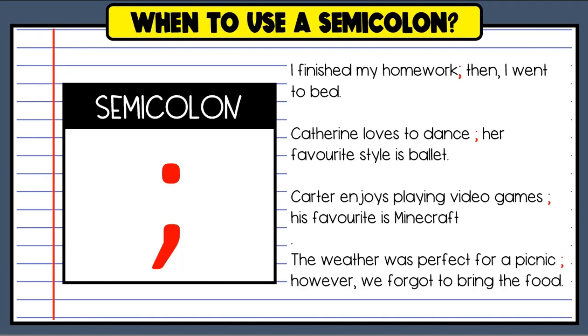Let's have a look now at when to use a semicolon. So a semicolon looks like this. We have a dot on the top and a comma underneath it. A semicolon is basically a stronger comma. We call them super commas in class, don't we? And it connects two sentences that are related.